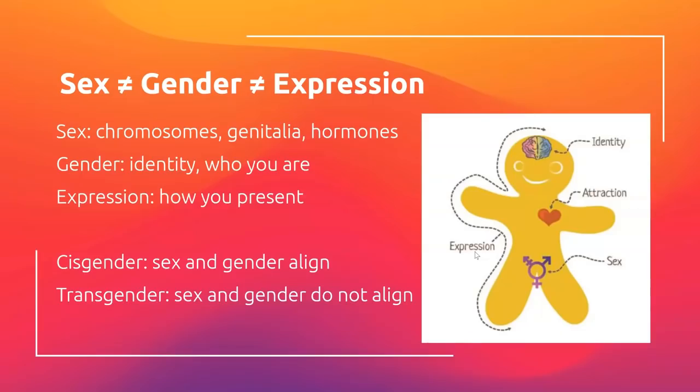So now that we know what SOGIE is, let's take a look at how sex, gender, and expression are all distinct. Sex is determined by biological factors, namely chromosomes, genitalia, and hormones. Gender is your identity. It does not have to align with your biological sex, and it's who you are internally. Expression is how you express your gender identity. Unlike gender identity, it's external. Cisgender is when a person's biological sex and their gender align, while transgender is when a person's biological sex does not align with their gender.